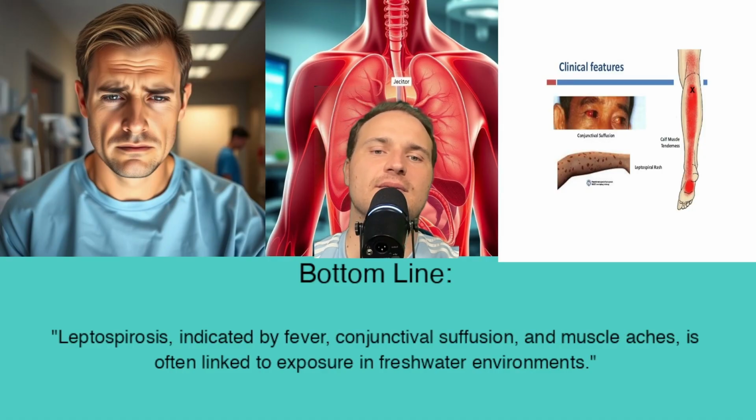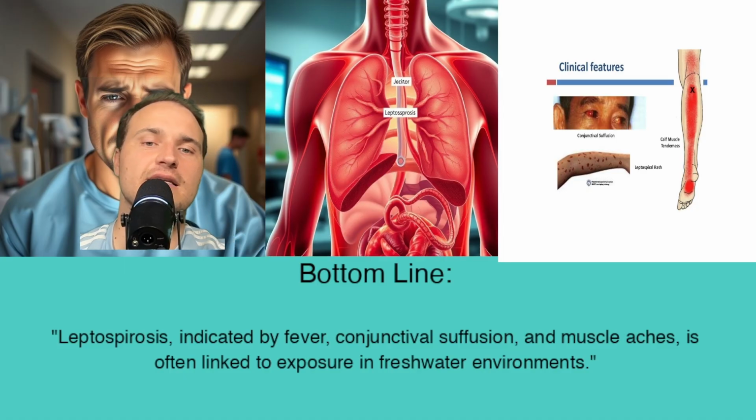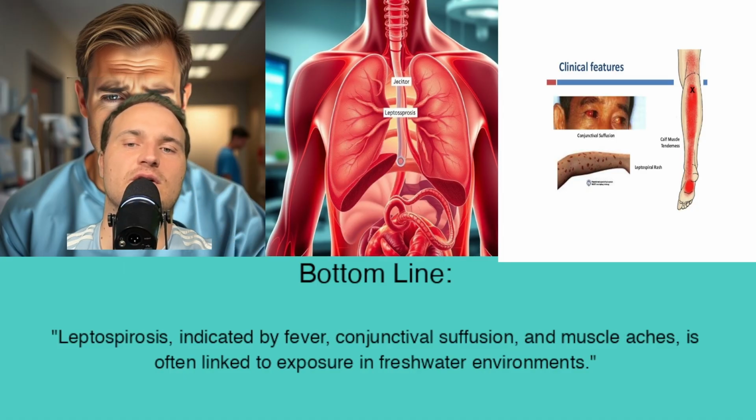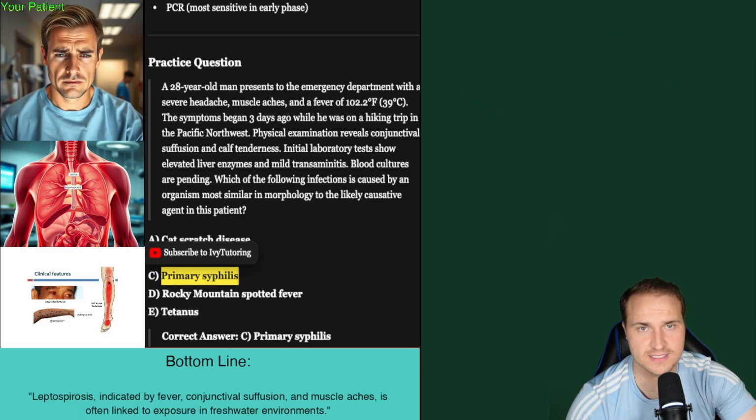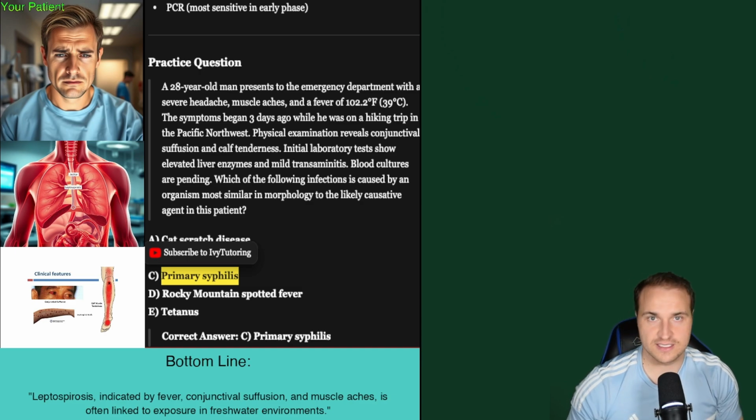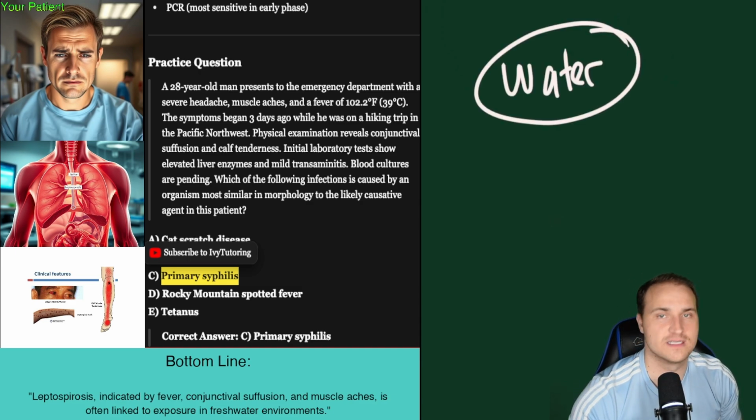So the bottom line is leptospirosis, indicated by fever, conjunctival suffusion, and muscle aches, is often linked to exposure in freshwater environments. And it's also important to know that it shares that commonality with primary syphilis. Leptospirosis and Treponema pallidum both have that spirochete morphology. And the pathophysiology is where you have exposure to contaminated fresh water.